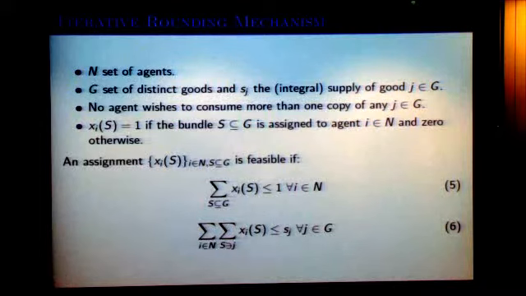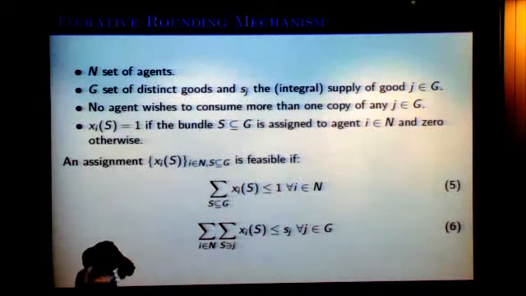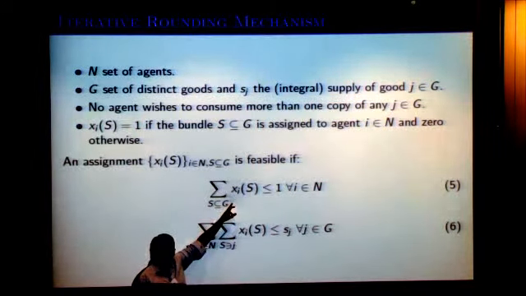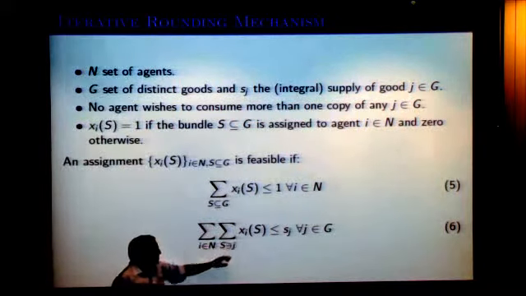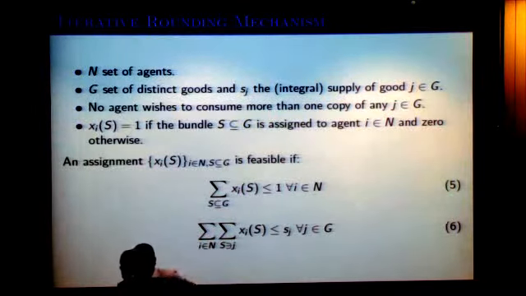Right? So here is the setting. N is the set of agents. G is the set of distinct goods. And S_j the integral supply of the goods. Again, no agent wishes to consume more than 1 copy of any good. Now here are the variables. X_i(S) is 1 if the bundle S is allocated to agent i and 0 otherwise. Now, an assignment or an allocation of bundles to agents is feasible if it satisfies these 2 constraints. So no agent is given more than 1 bundle, and the set of bundles that share an object in common that are given out must be less than or equal to the available supply of that object.